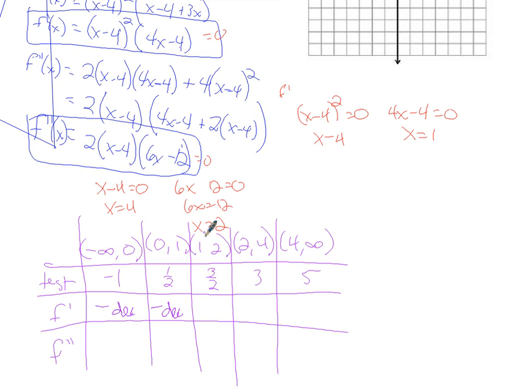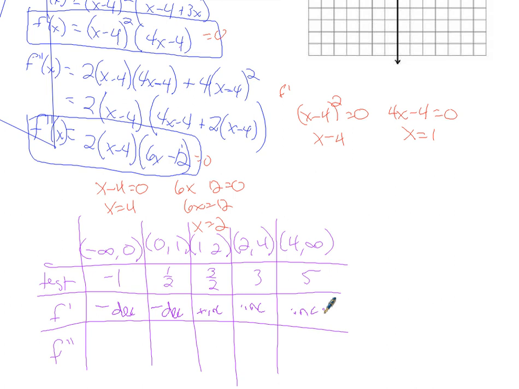3/2 times 4 would be 12/2, which is 6. 6 minus 4 is positive. Positive times positive is positive, so now we're increasing. Plug in 3. Positive times positive is positive, we're increasing here. And then 5 times 4 is 20, so positive, we're still increasing here.